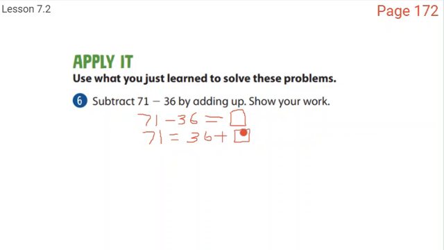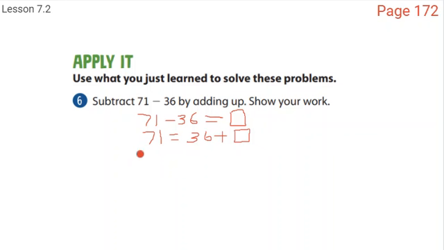Notice how I'm just moving things around. I'm adding 36 to this side and adding 36 to that side. So 36 minus 36 is 0. 71 stays the same. So you see how we just move that over? All right. So we want to add up, okay?